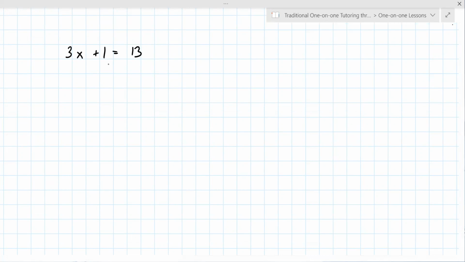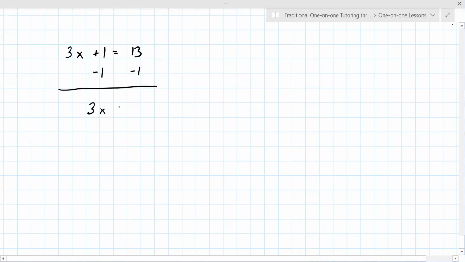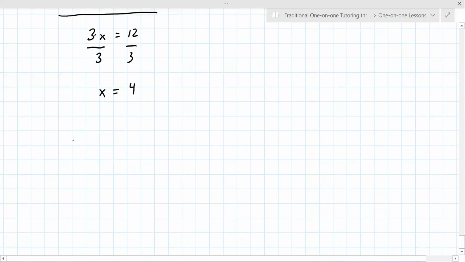You want to say, oh, it's addition. So how do I undo addition? Subtraction. Subtract 1 from both sides. So 3x equals 12. Now, what's happening to x here? Is it being multiplied or divided by 3? Multiplied. So how do you undo multiplication? Division. Divide both sides by 3. Yep. So x equals 4.